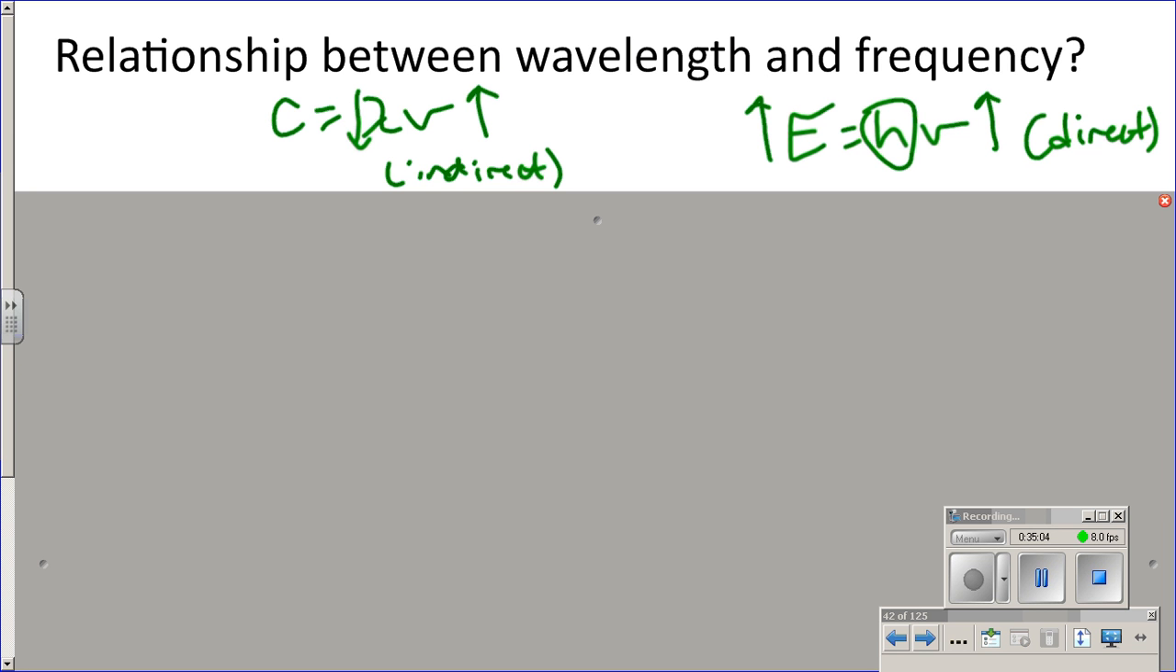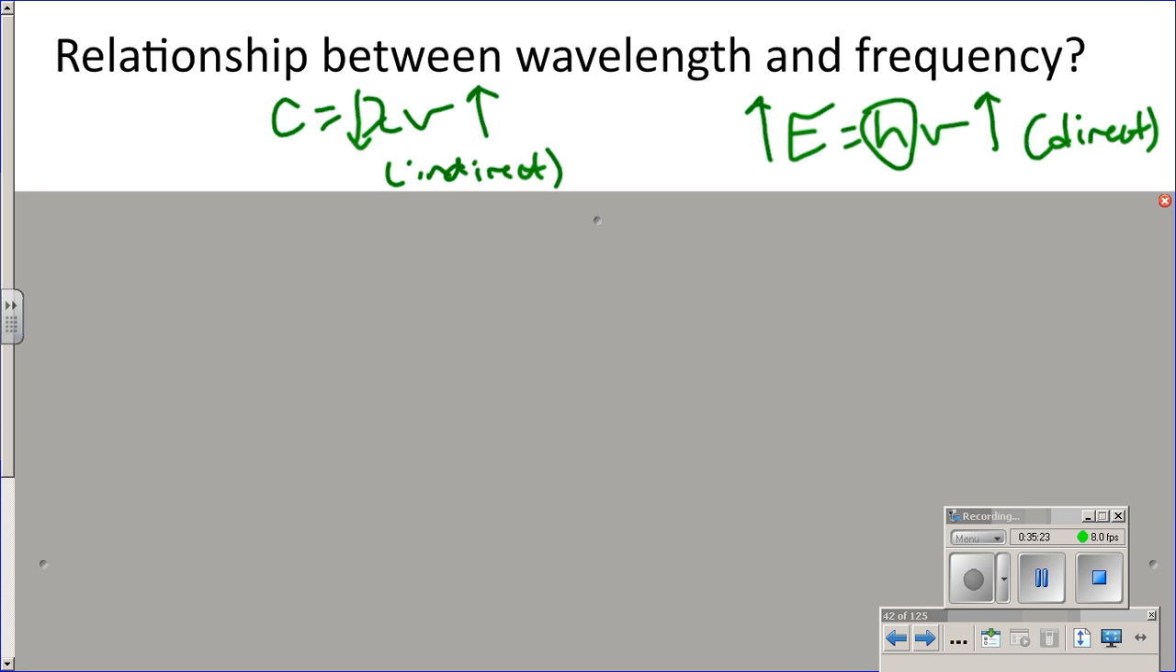Directly or indirectly? You got a 50-50 here. Indirectly, because frequency is indirectly related to wavelength, and frequency is directly related to energy. Then, since these two things are equivalent, essentially, energy is going to be indirectly related to wavelength.